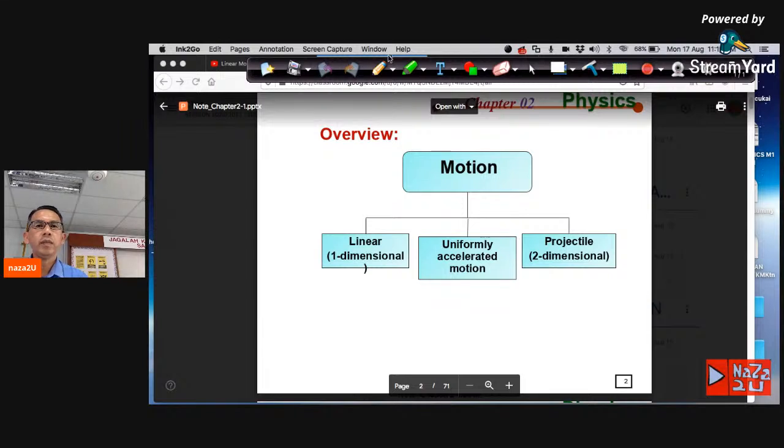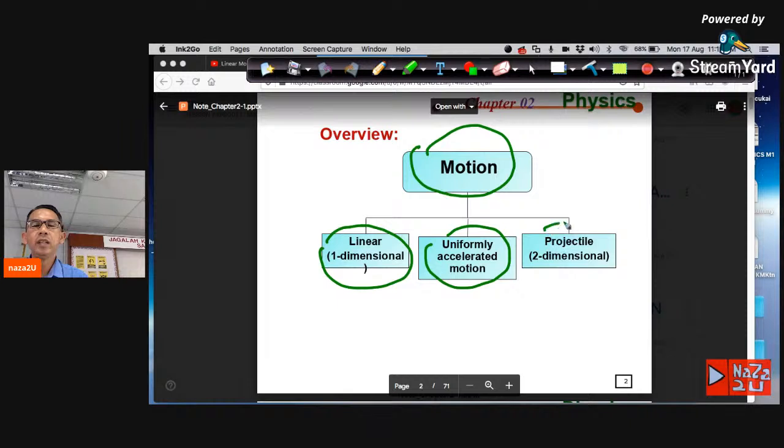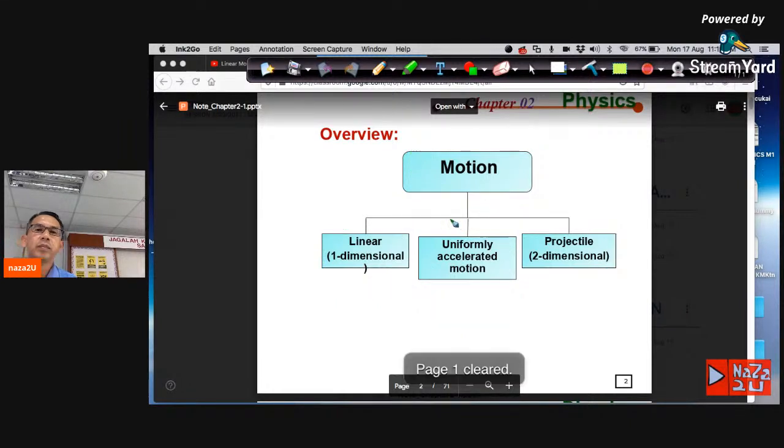Okay, motion, right? So this is kinematic of linear motion. And next we have linear motion, one-dimensional, and uniform accelerated motion, and last projectile motion. So these are the 3 subtopics we'll cover for chapter 2. Today we try to finish at least linear, one-dimensional, and uniform accelerated motion. We go to the next slide.